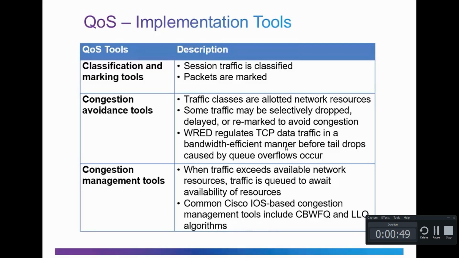Weighted random early detection regulates TCP data traffic in a bandwidth-efficient manner before tail drops caused by queue overflows, basically congestion, occurs. And under congestion management tools, when traffic exceeds available network resources, or we have congestion, then traffic is queued to await the availability of those resources. Common Cisco IOS-based congestion management tools include class-based weighted fair queuing and low latency queuing, or the CBWFQ and LLQ algorithms.